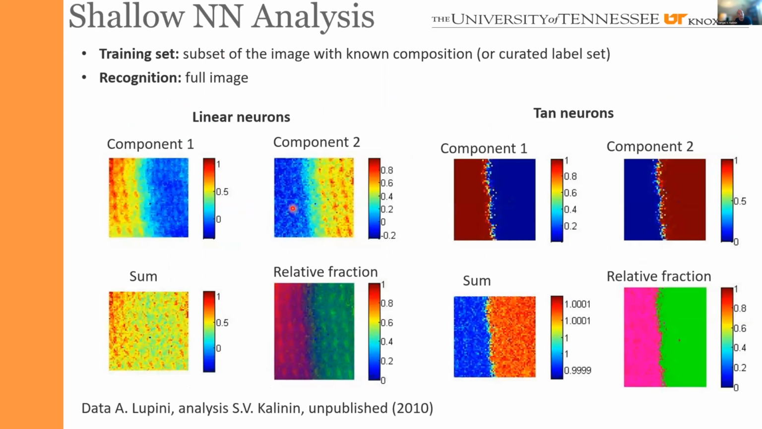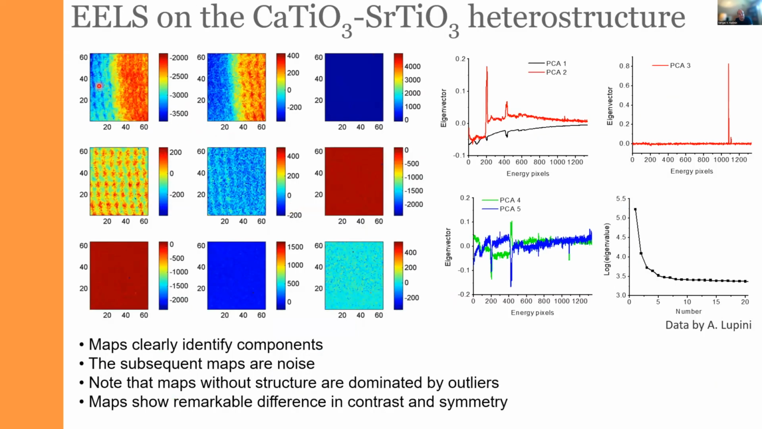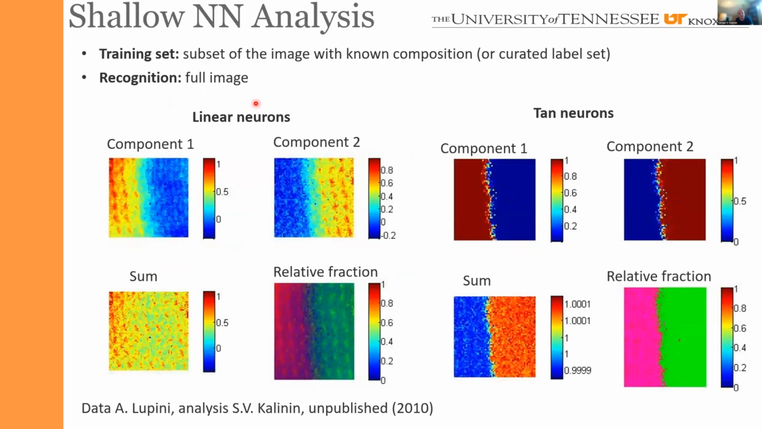So the way we create the training set here is we just take a few spectra from here and declare it the label 1. We create the second part of the training set by taking a few spectra from here, and we declare them to be the component 2. So we have spectra and targets. And then let's see what happens if we create a shallow neural network with just one layer of the linear neurons. And it turns out that in this case, it worked remarkably well.